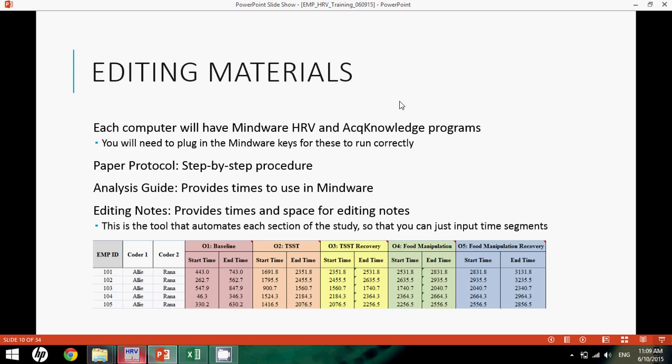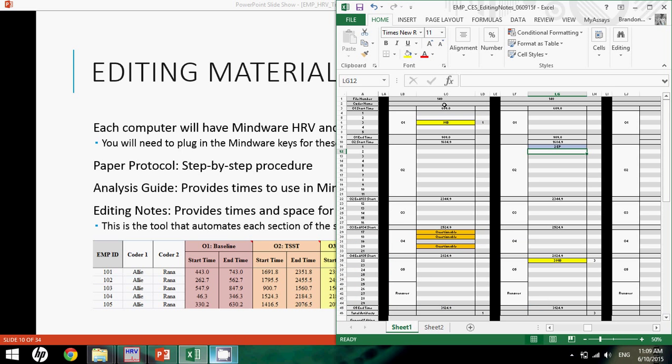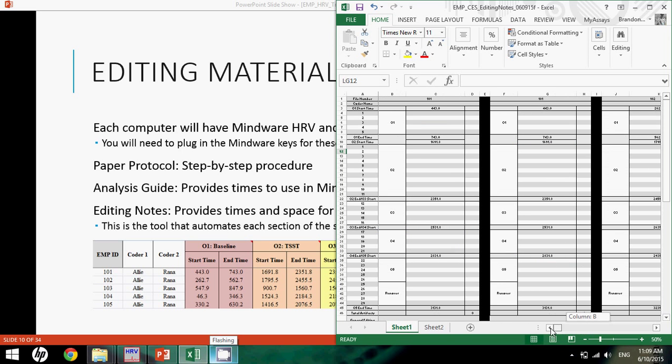So, general materials that you're going to need throughout the course of your analysis. First is editing materials, and I can just pull up editing notes here. You'll see that we have a big file here of all these editing notes. Basically what you'll need to know is that there's a first column here which marks out O1, O2, O3, O4, and O5. This lines up to the baseline, the true social stress test, the first recovery, the food manipulation, and the recovery from that. This section is just runover, in case you run into circumstances where the file goes on a little bit longer than you'd expect. I don't expect this to be used, but it's always helpful to add this in just in case.